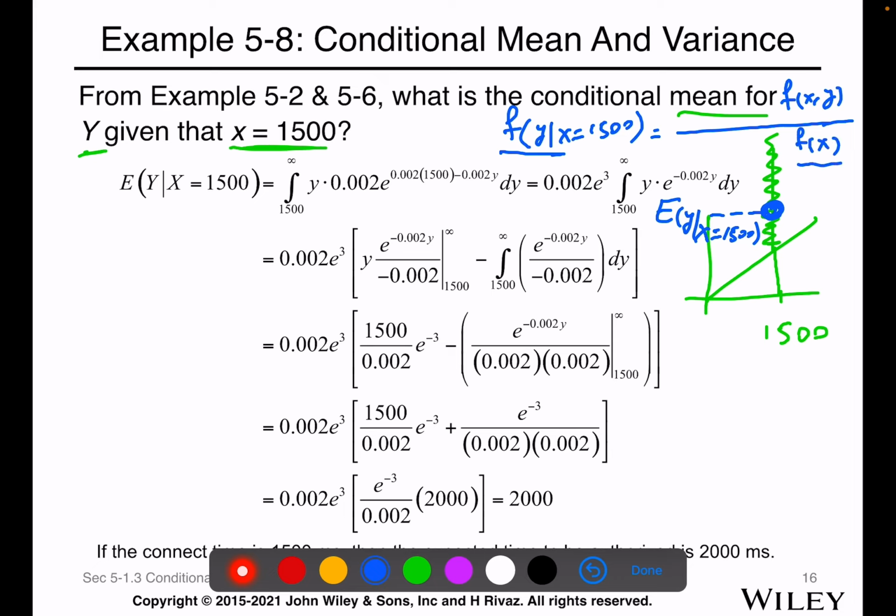So first we have to calculate the marginal distribution of x, right? We did all of these before, so I'm not going to repeat those. The final answer that we got was this. Sorry, not the y part. So this part, right? This is f of y given x is 1500. And now I'm multiplying y by it because I want to calculate the expected value.